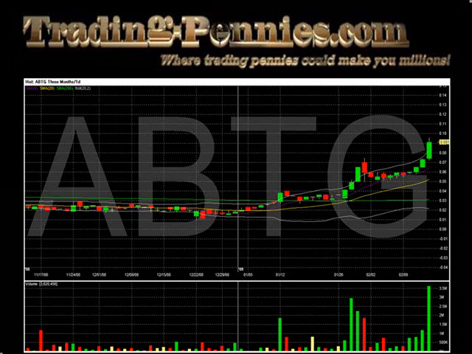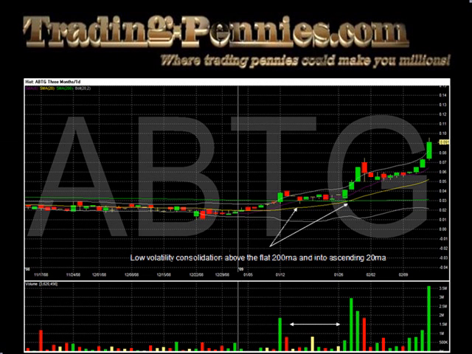This week's chart is Ambient Corporation, ticker symbol ABTG, a manufacturer of wireless communications equipment within the technology sector. What caught our attention in this stock was the way it was forming a consolidating base above the 200-period moving average and into the ascending 20-period moving average on the daily chart.